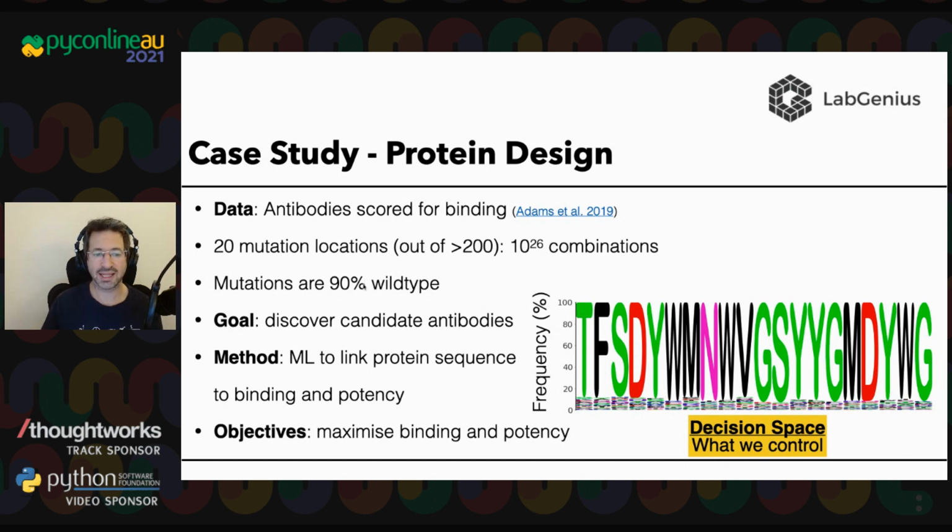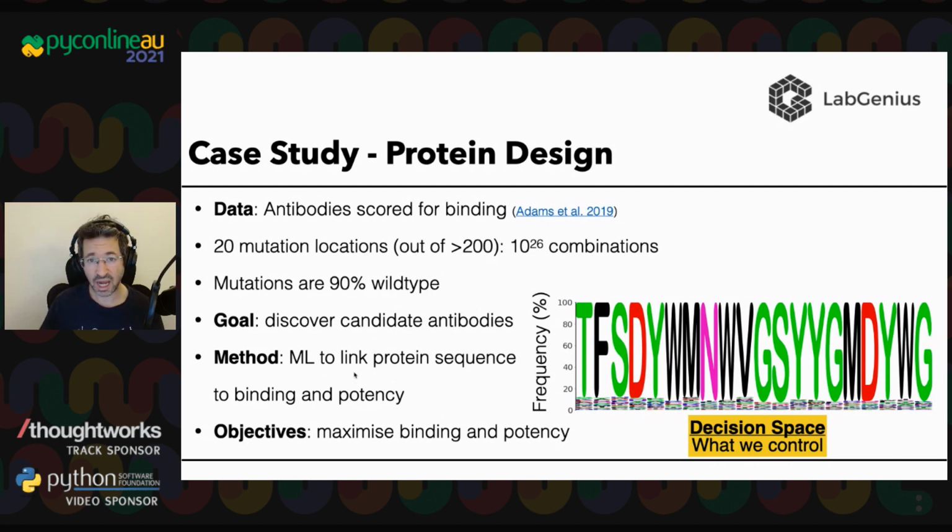It's actually mostly what's called wild type, and that's what I manifest here in this frequency distribution. Here are the 20 locations. I just put them all side by side. Here you can see that 90% of the time, this first one is T, and 10% of the time it's these other letters that you can't see because they're squashed. That's what I mean by 90% wild type. The goal was to discover the best candidate for binding and potency. And again, I mentioned that we use machine learning to create that mapping, that link between protein sequence and binding.